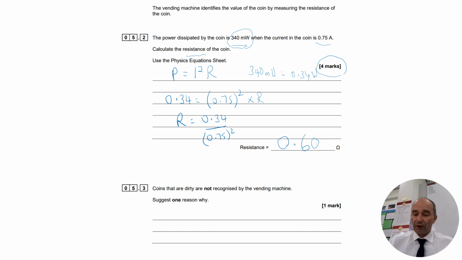You do have the equations sheet. It's just a case of practicing and making sure you can find things. Alright, so question 6.3. Coins that are dirty are not recognized by the vending machine. Suggest one reason why. Well, if you think about it, the dirt is going to be covering the coin, so it's going to affect some of the charge flowing through that coin. So basically, to get your mark, you need to be talking about the fact that the dirt changes the resistance of the coin. That layer of dirt basically just interferes with it, and that's all the detail you need to give to get the 1 mark there.